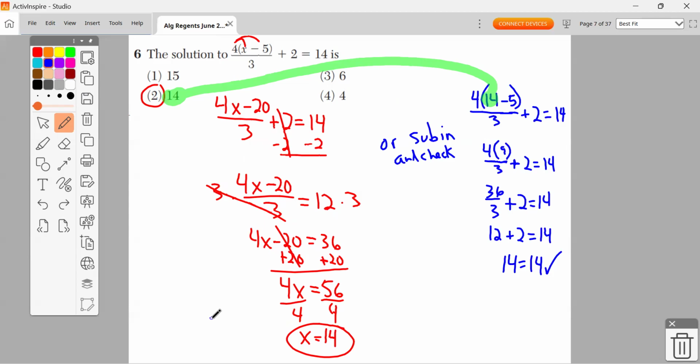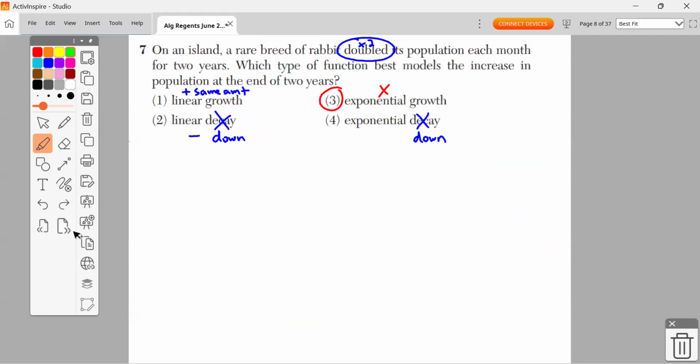The other way that you could do it is to take each of the answers and sub it in for X. All right. So we're subbing it right into here for X and doing a quick check. By subbing in that 14, notice we end up with 14 equals 14. Those two sides are the same. So it checks. So that is the answer. If you subbed in any of the other ones, those would not check.